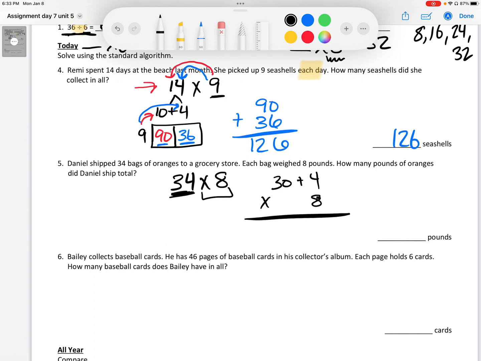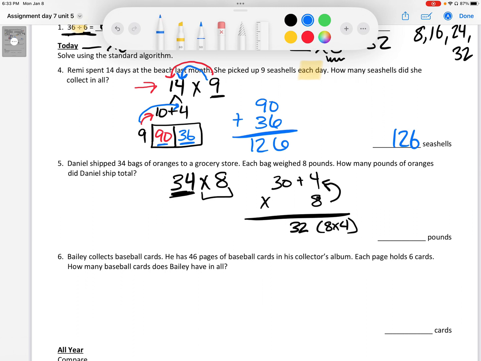Oh, that's terrible, 8. Okay. From there, we're going to start solving the problem. We're going to work in the ones place first. 4 times 8 is 32. And you can even make a note out here where that came from. That is from this 8 times 4.